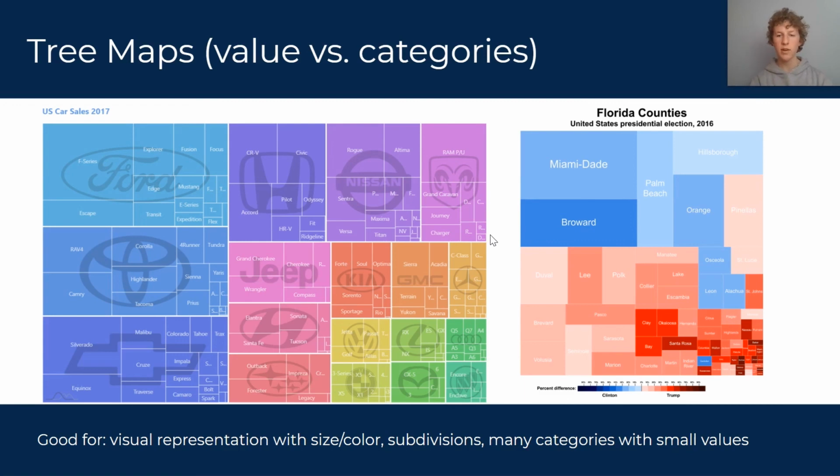Subdivisions, like in the car sales one, and lots of categories with small values. Down here, there are a bunch of counties. There's probably as many counties here as there are in the rest of the graph, but they're so small that you really just need to see the color of them and the size of them to know their impact on the overall, in this case, the election.